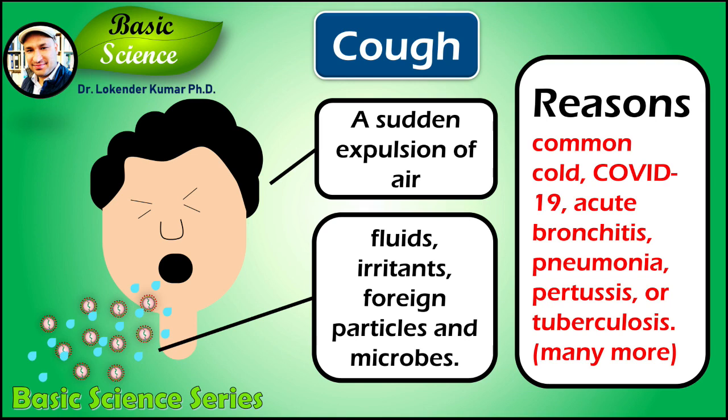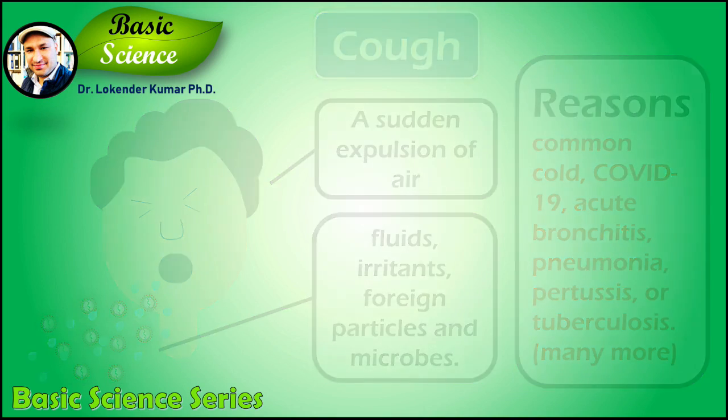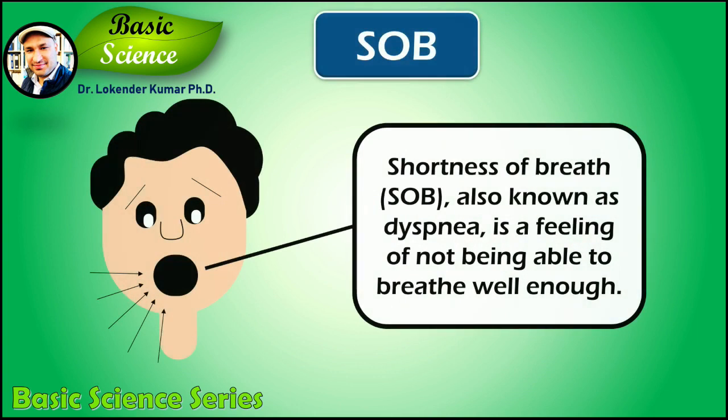Many viruses and bacteria benefit from an evolutionary perspective by causing the host to cough, which helps to spread this disease to new hosts. Many of the time, irregular coughing is caused by a respiratory tract infection. A cough can be the result of a respiratory tract infection such as common cold, COVID-19, acute bronchitis, pneumonia, pertussis, or tuberculosis.